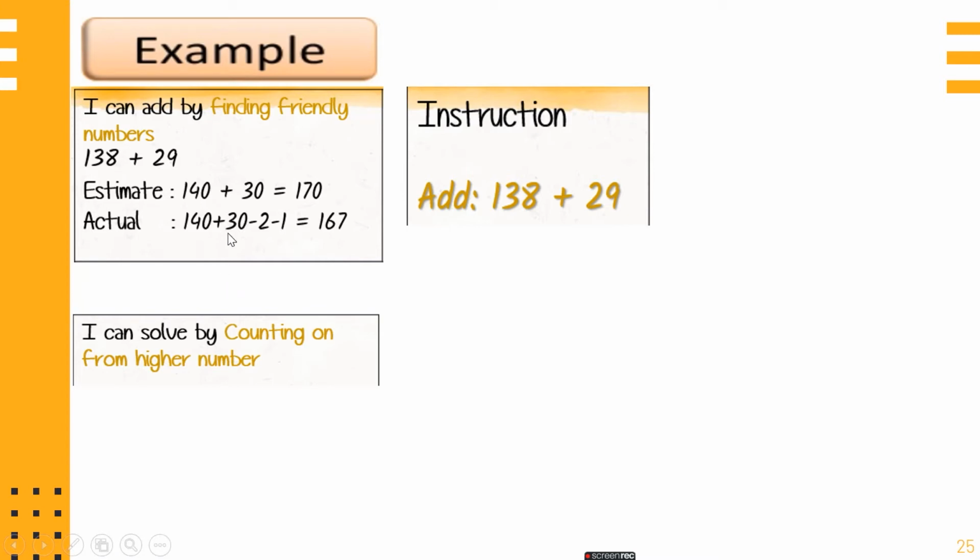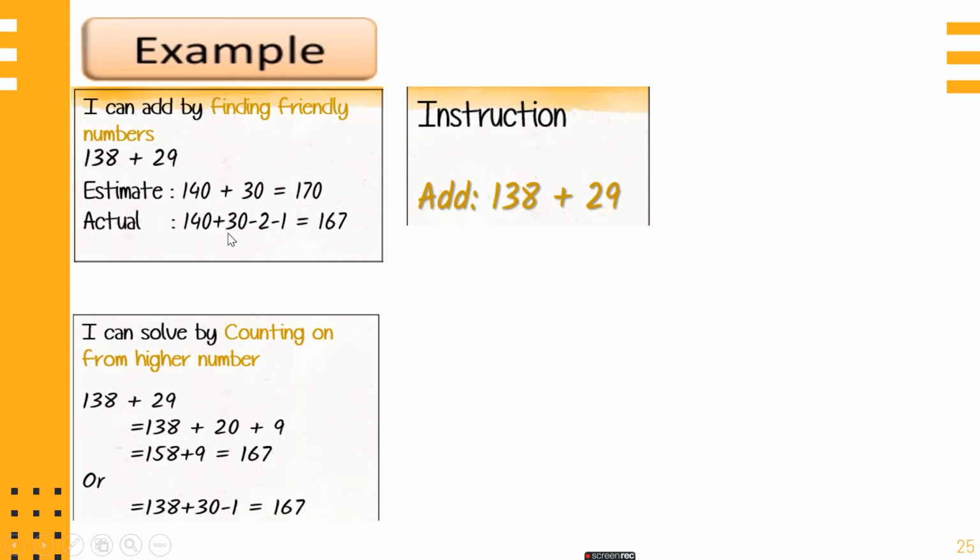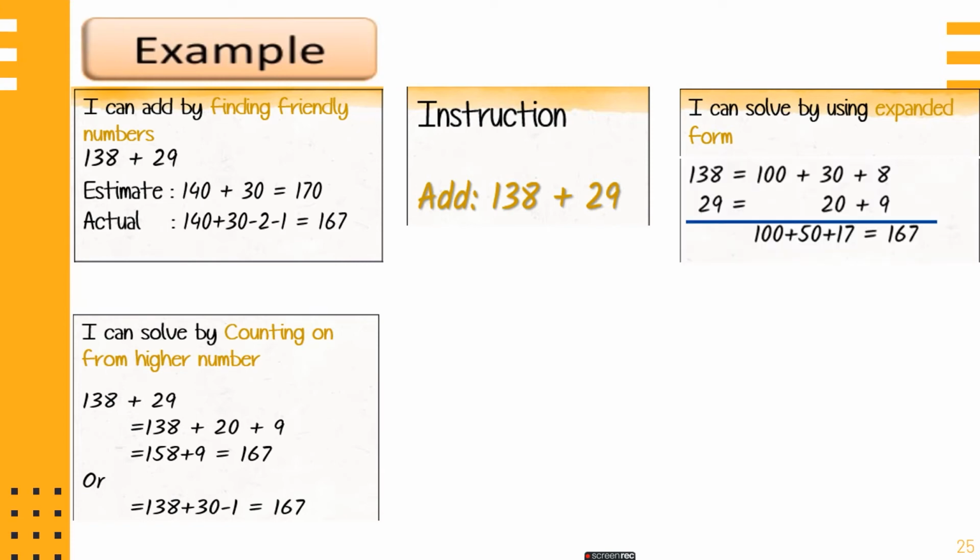Then second one, I can solve by counting from the higher number. So 138 plus 29, 138 is higher, then 29 is broken as 20 and 9, and then the solution is obtained. Or since 29 is very near to 30, some students might want to do as follows: 138 plus 30 and minus 1, and that gives the solution.